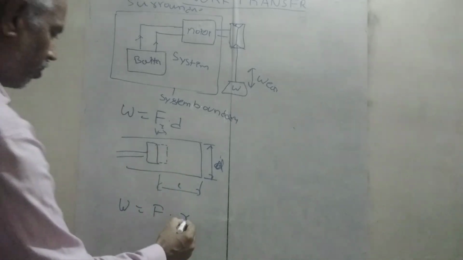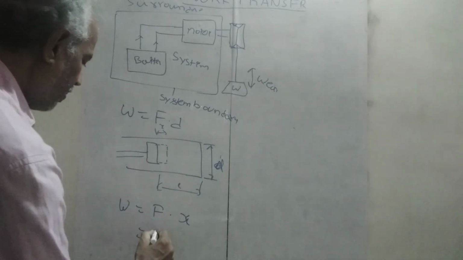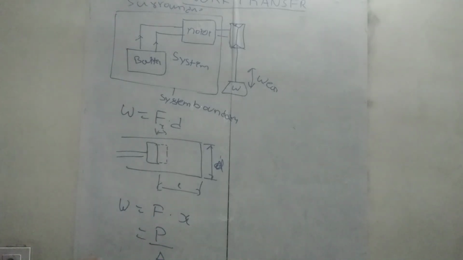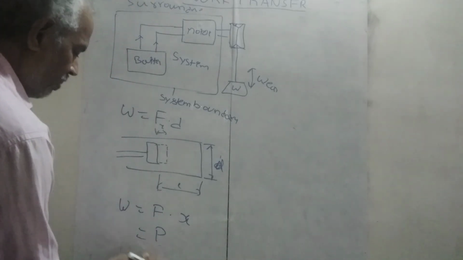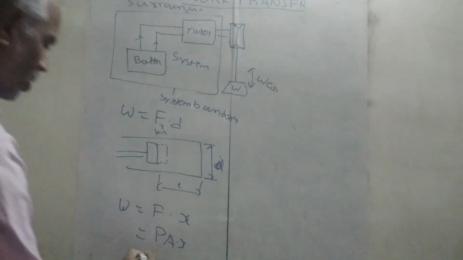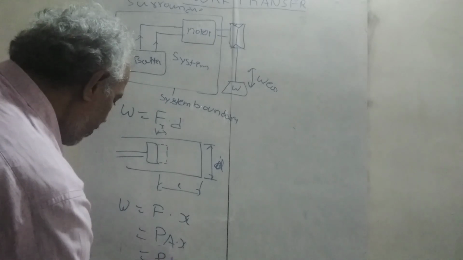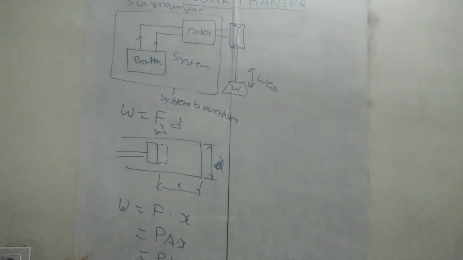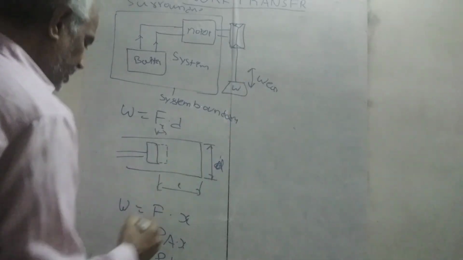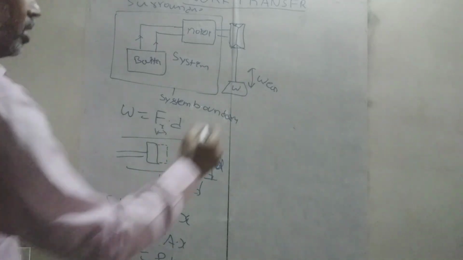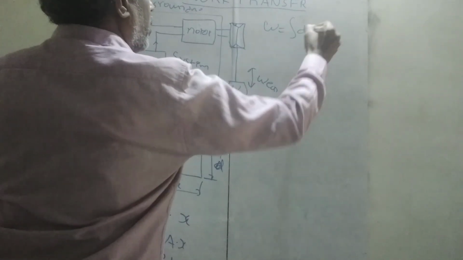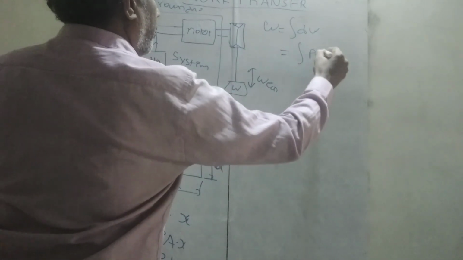Now this force can be given by pressure multiplied by area. Pressure multiplied by area is a force, and A into X, where X is the displacement, is the volume, so P into dV. So work is nothing but P dV. For a small dV, we get delta W. Now work is equal to the integral of dW, which is equal to the integral of P dV.